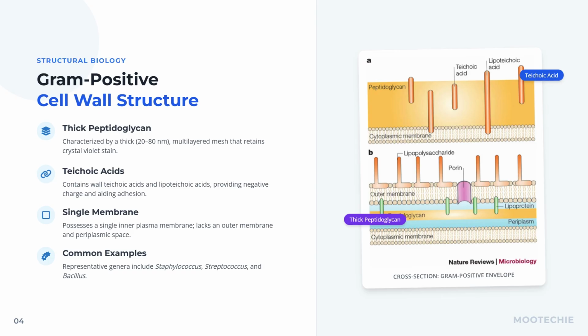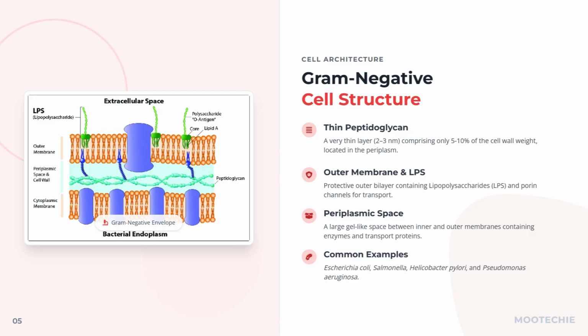Common examples. Representative genera include Staphylococcus, Streptococcus, and Bacillus. These are common causes of infections, from strep throat and staph skin infections to anthrax. Their thick wall is a key part of their identity. The cross-section diagram contrasts a gram-positive envelope with others. It highlights the prominent thick peptidoglycan layer as the dominant structural element. Now let's examine the more complex architecture of the other major group.